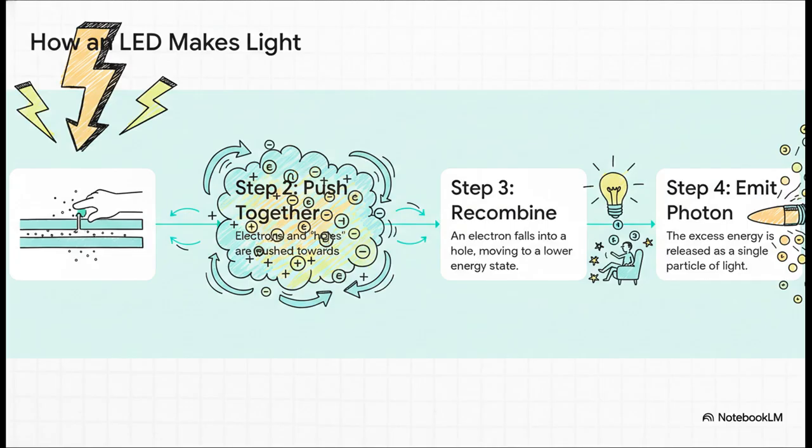First, we apply some voltage. This shoves the electrons towards what we call holes. You can just think of them as empty parking spots, just waiting for an electron. When an electron sees one of these spots, it falls right in. And that fall to a lower energy state is what releases the photon.